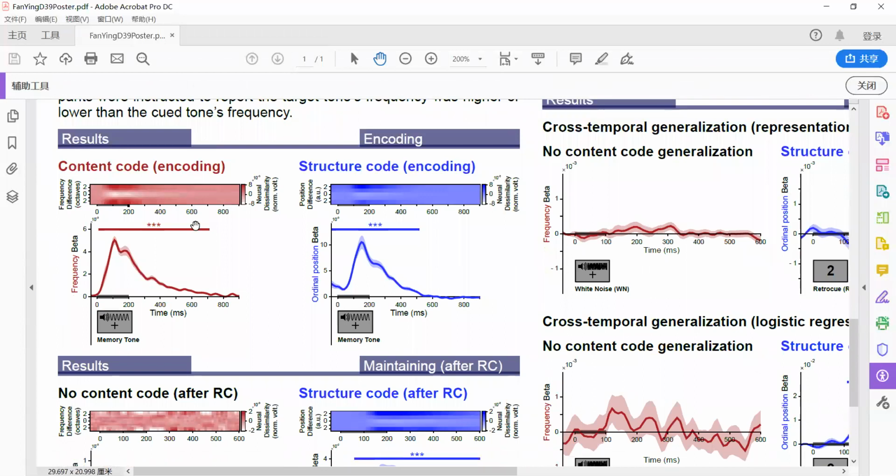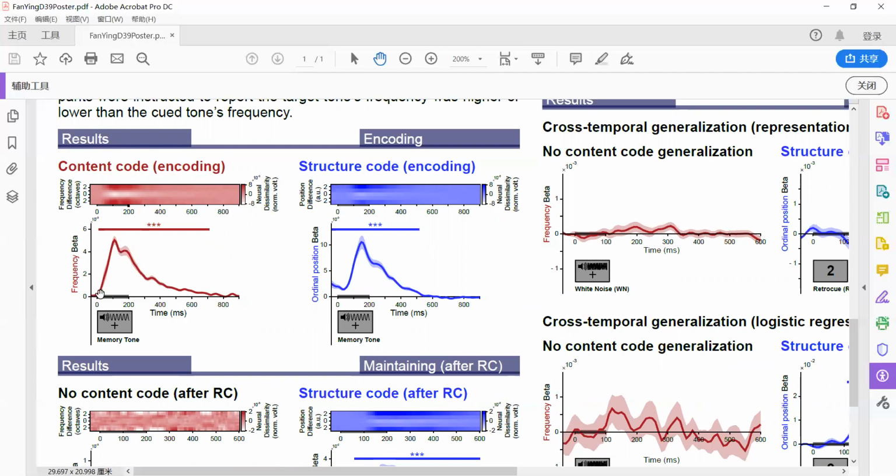Then let's look at the results. We employed a time-resolved representational similarity analysis decoding method to investigate whether there exist content code and structure code in the brain signals. We use the beta value as the index of decoding accuracy. The higher the beta value, the stronger the corresponding representation. So we can see there exist content code and structure code during the encoding period.